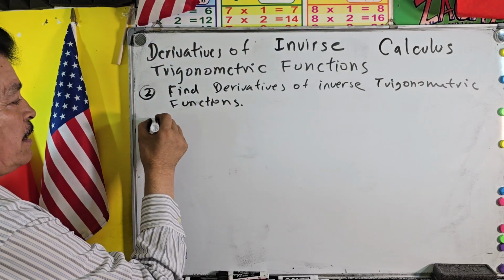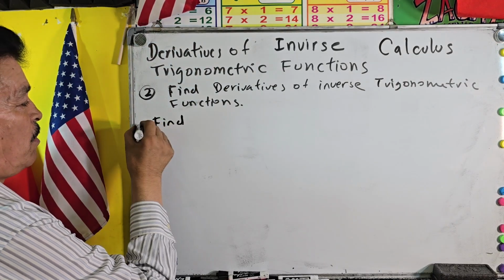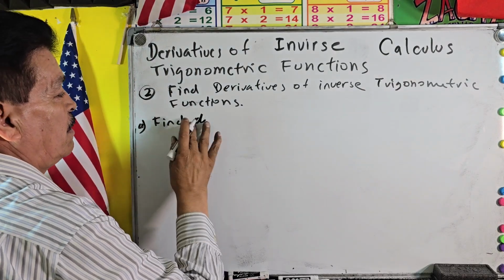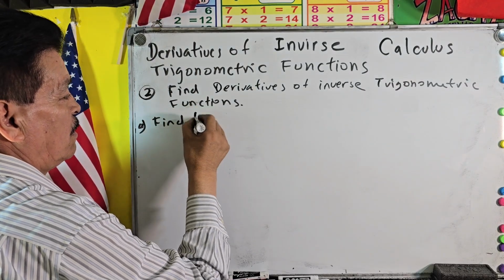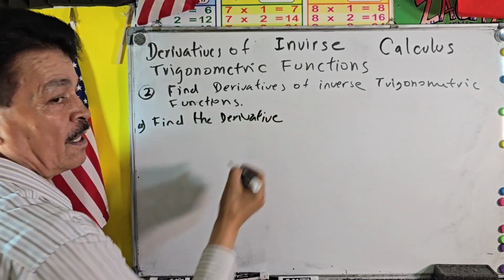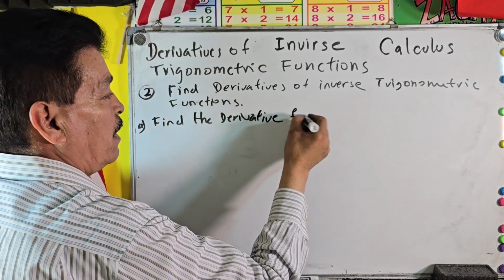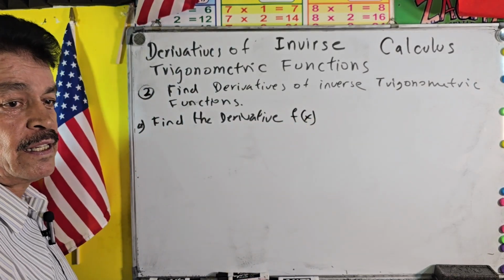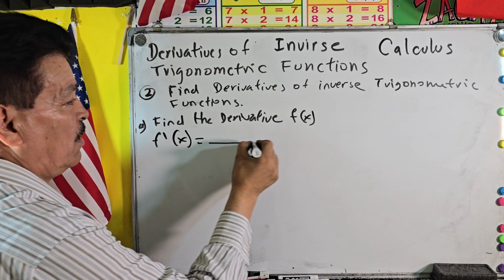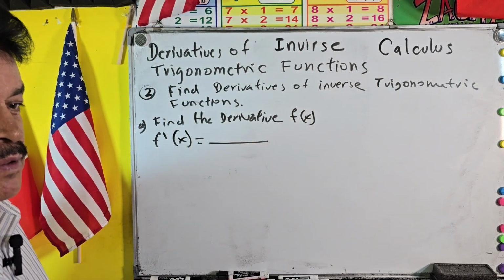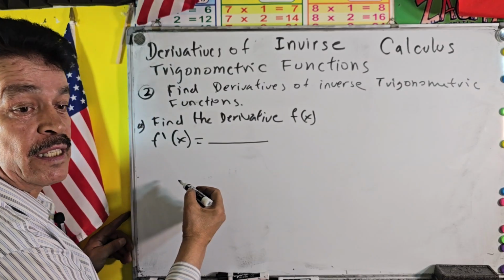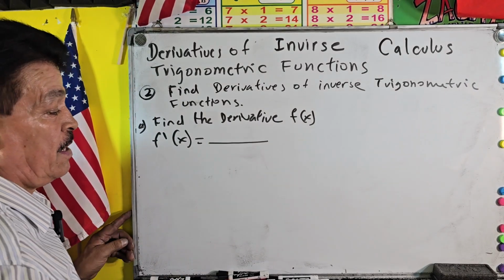Our problem is to find, let's write the problem. It's only one problem. Find the derivative of f of x. This is very simple. So we have to find the derivative of this, and we have to remember something here.